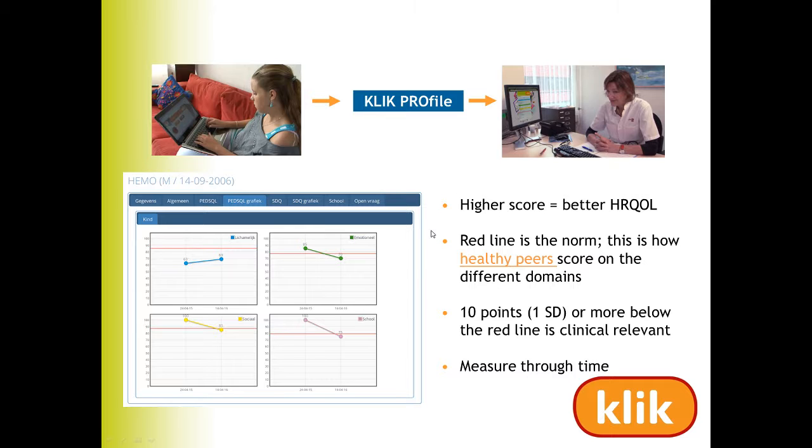Another way you can score it or look at it is in a graphic form, and you can see the graph, and they have a red line indicating the quote-unquote healthy population. So if you're above the red line or close to the red line, that's within norm. But if you're below, it may be an issue, and it may be something you need to focus in on.